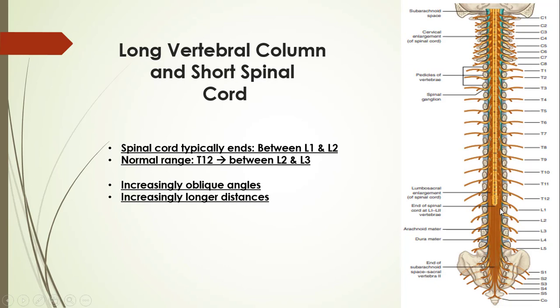In adults, normally the spinal cord ends typically at the level between L1 and L2. However, it can end as high as T12 or as low as between L2 and L3, but typically between L1 and L2. Here are the spinal nerves, and the spinal nerve roots are inside, and here is the spinal cord and nerve roots just inside the canal, and here are the spinal nerves exiting.